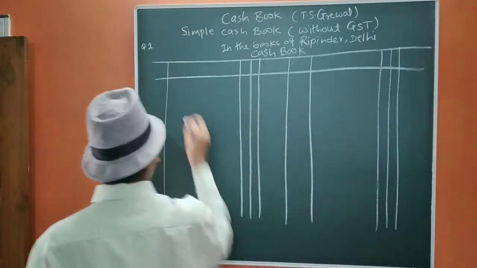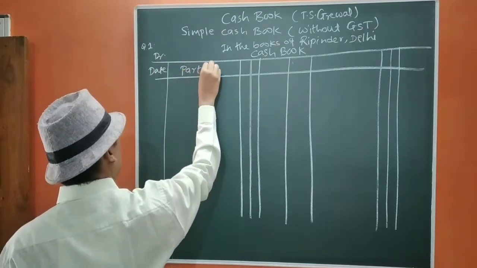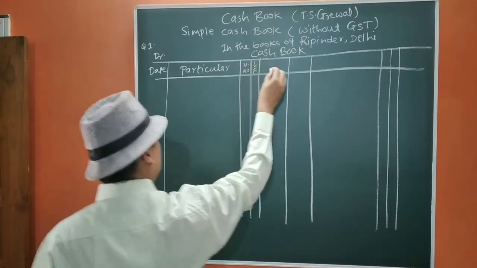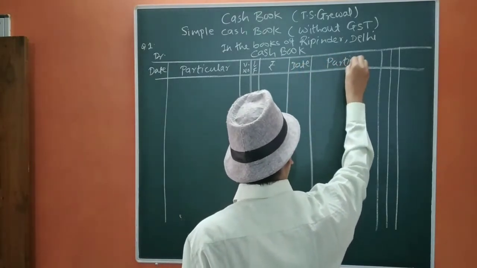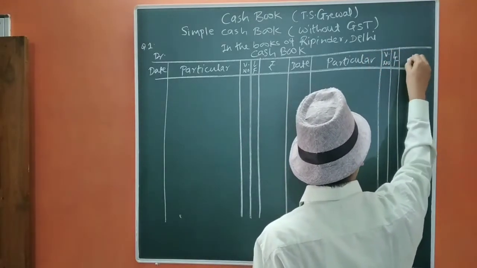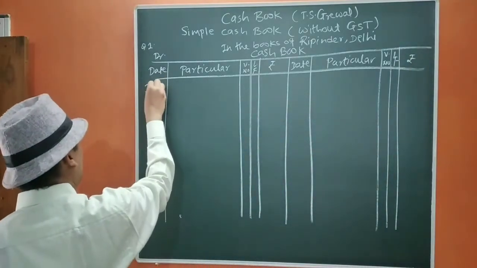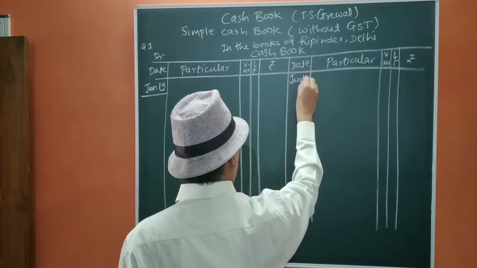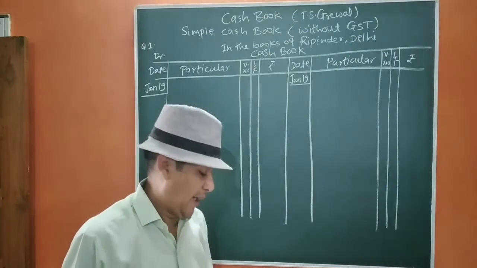Now this side, debit side: date, particulars, voucher number, LF, rupees. And the credit side: date, particulars, voucher number, LF, rupees. Now the date is given 2019 January, so I am going to write January 2019 here. Okay.